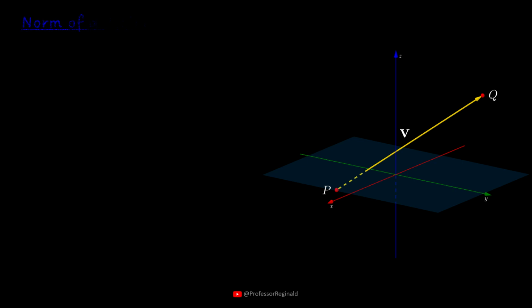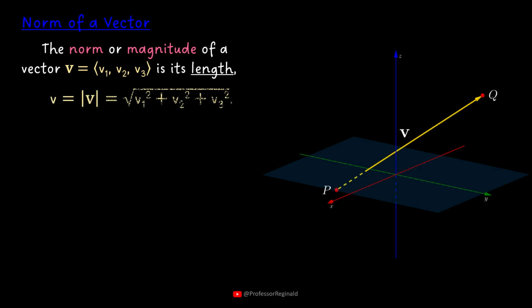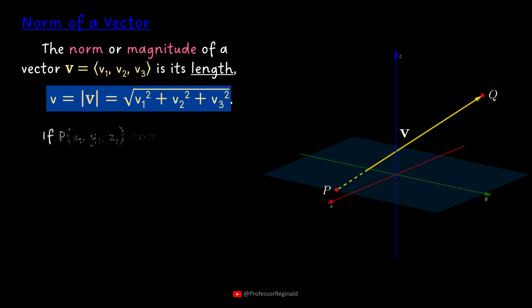Norm of a vector. The norm or magnitude of a vector is its length, and it is the square root of the sum of the squares of the components. If an initial point and a terminal point are given, then the norm of a vector is given by the following formula.